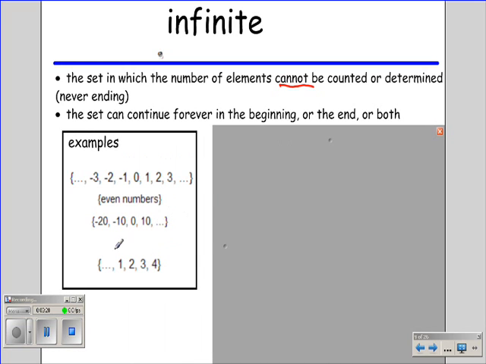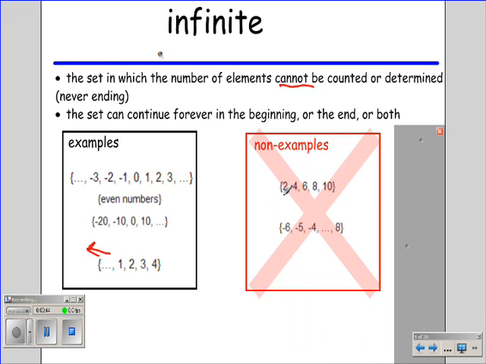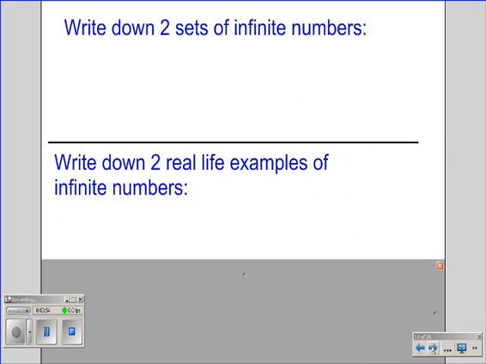Looking at some examples, bring up those same examples we just looked at in the non-examples category. We have the dot dot dots, we have the even numbers, it continues to infinity. This pattern of -20, -10, 0, 10, 20, or 10, 20, 30, 40, 50, it's going to continue forever. And same here, it's going to go in this direction forever. Some non-examples, anything with a starting and an ending point. For example, these sets of numbers here.